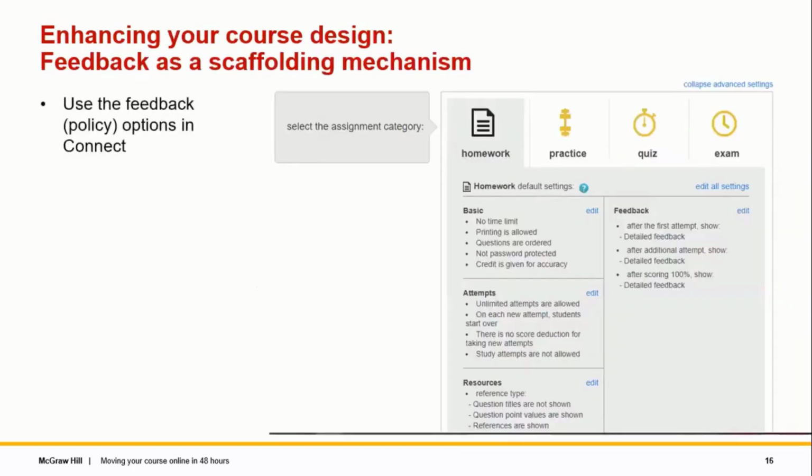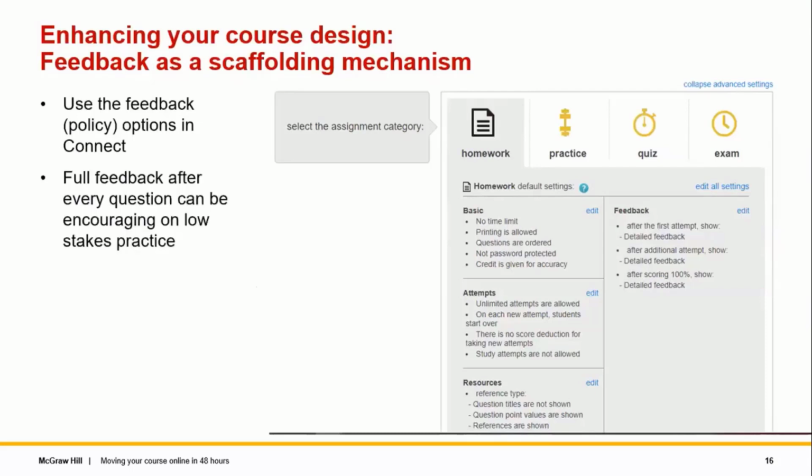Key to what we do within Connect is assign things for students and make them visible. And we have some excellent feedback or policy options that can really take your course to the next level with the online learning. So if you're giving things like full feedback after every question, that can help to keep students engaged if it's for low stakes.